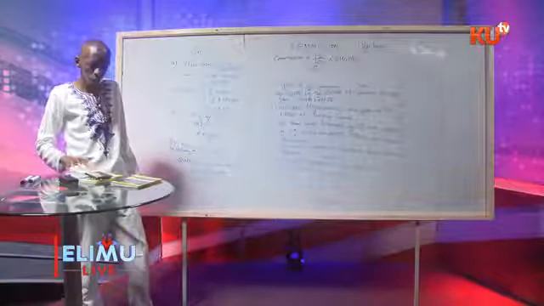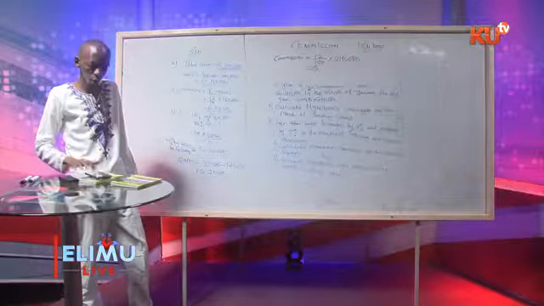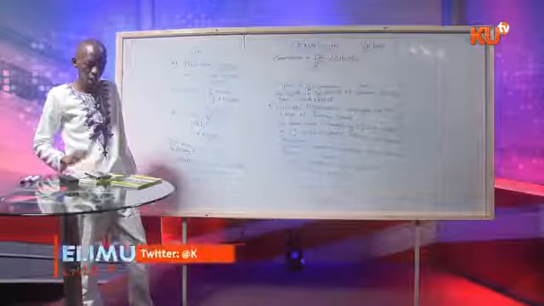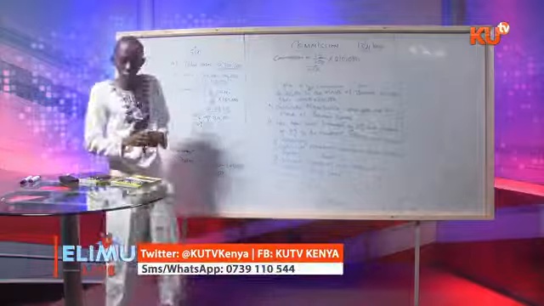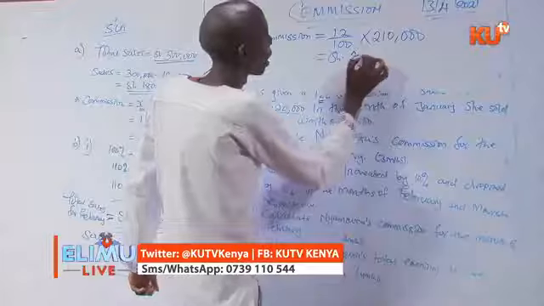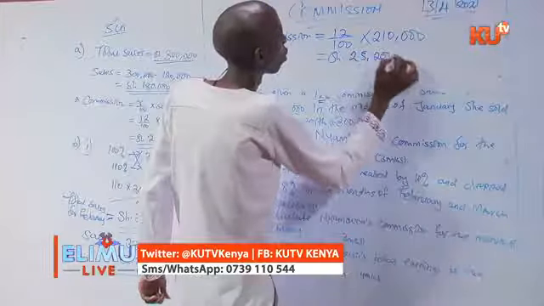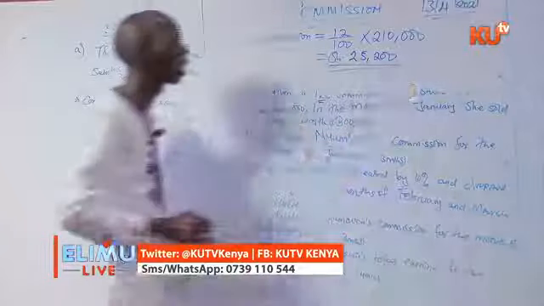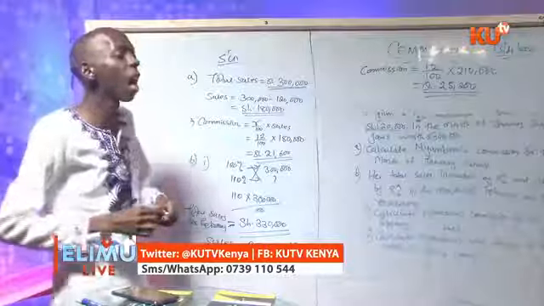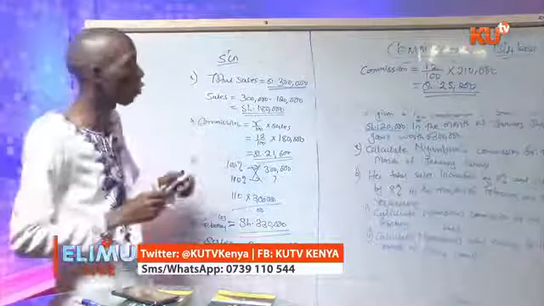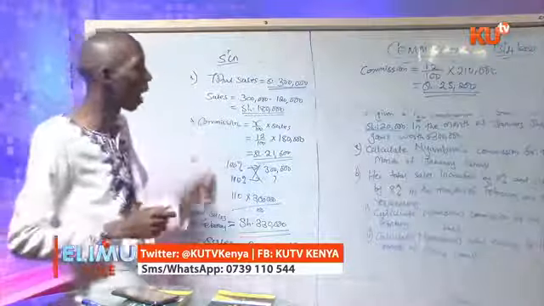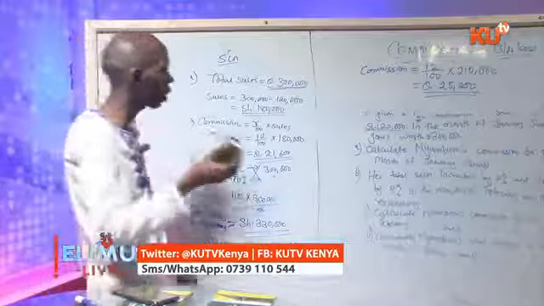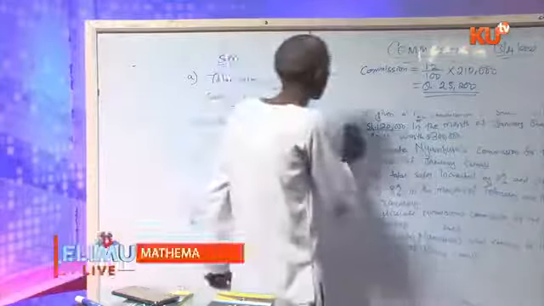So 12% multiplied by 210,000, you'll get 25,200 shillings. That is Nyambura's commission for the month of February. Now back to our Roman 2 question as we complete that example.